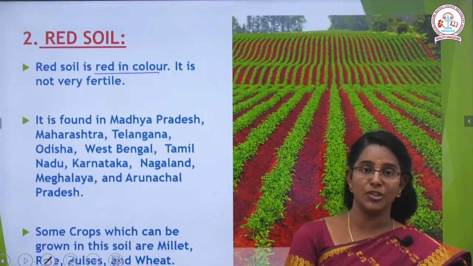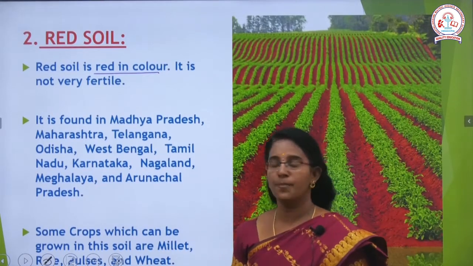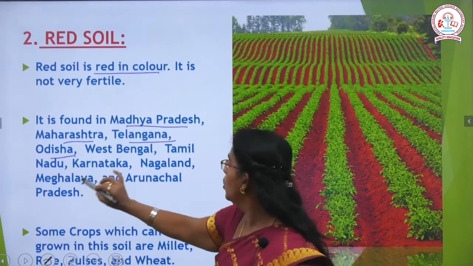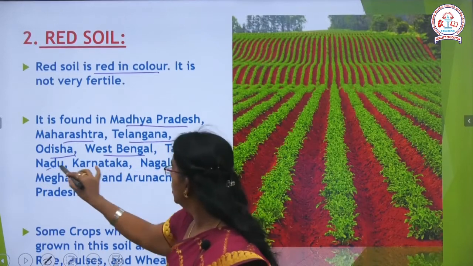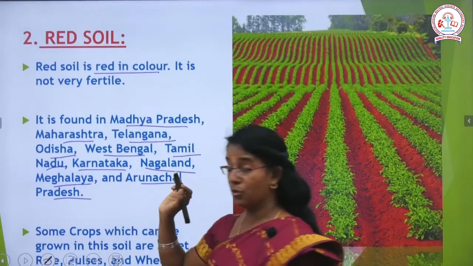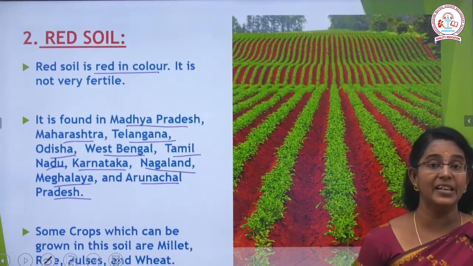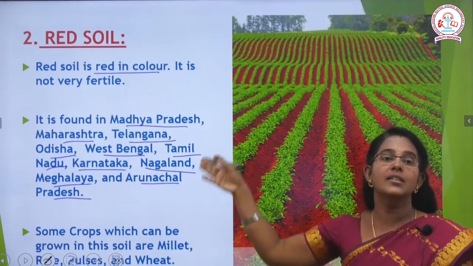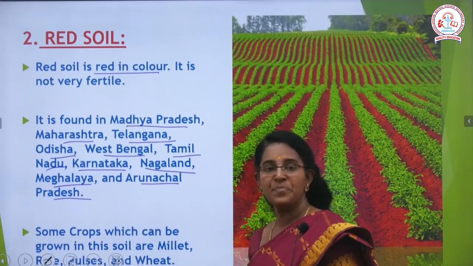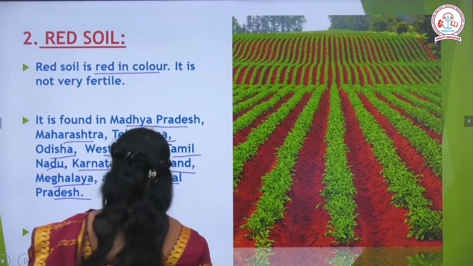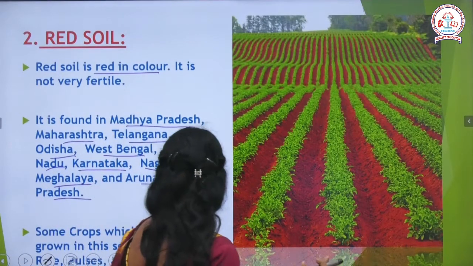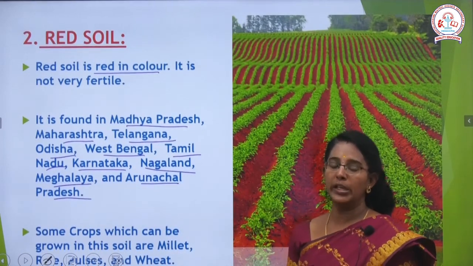So, where will we see this red soil? It is found in Madhya Pradesh, Maharashtra, Telangana, Odisha, West Bengal, Tamil Nadu, Karnataka, Nagaland, Meghalaya and Arunachal Pradesh. So these are the places in India where we will see red soil. Next, some crops which can be grown in this soil are millets, rice, pulses and wheat. So red soil is also useful for growing these.